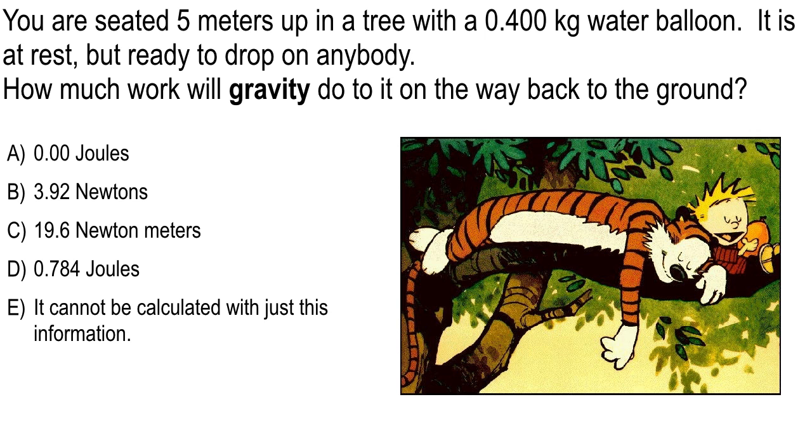If gravity's pulling down 3.92 newtons and it moves, and that's the only net force on it, and it moves 5 meters, and they're both in the same direction, delta KE is 19.6 again.